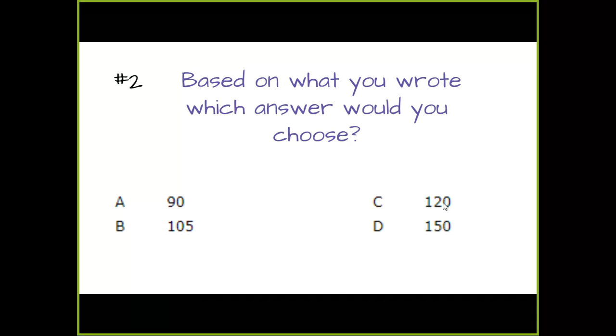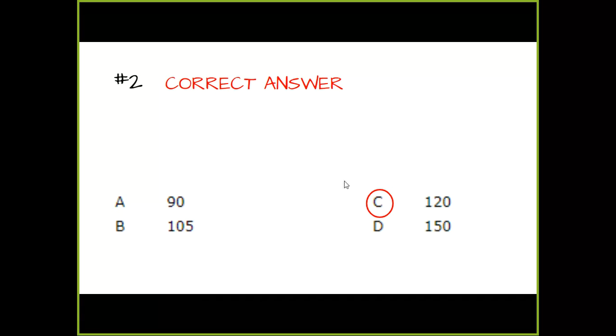So I got a little bit over 120, so it's going to be 120. That's the closest estimate to 1. So it'll be C.